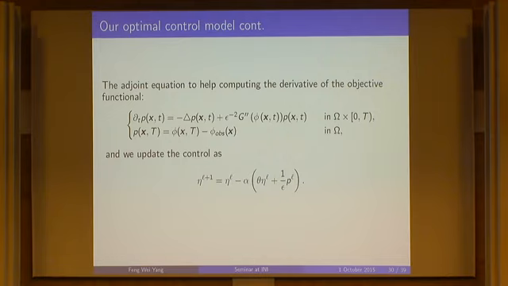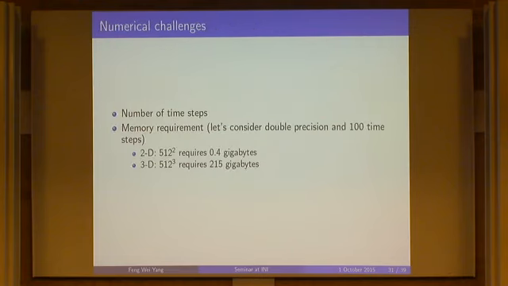And clearly, the choice of delta t makes a huge difference, not only to the computation you do, but also to the memory you have to store in the computer. So there are two numerical challenges. First of all is the number of time steps, because it relates to how much computation you have to do to solve the system. But the memory requirement is also very huge.